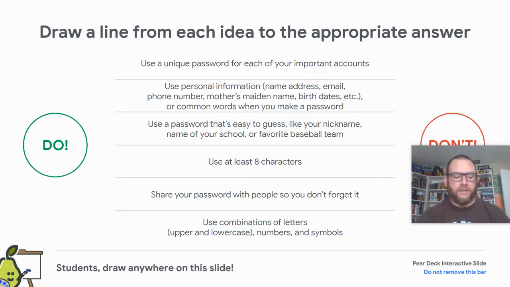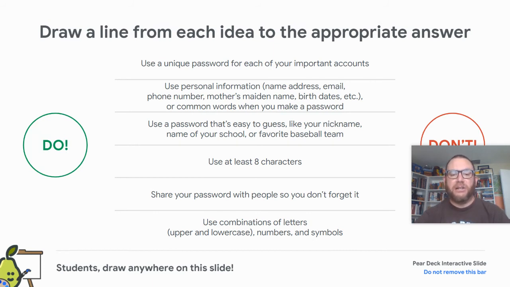Use personal information: name, address, email, phone number, your mom's maiden name. By the way, your mom's maiden name means her last name before she took her husband's, your dad's last name. Okay, that's what a maiden name is. Birth dates or common words when you make a password. That's a no, right? Those are things that can be guessed by people who know you. Use a password that's easy to guess, like your nickname, the name of your school, favorite baseball team. That's a no as well, right? Those are things that are easy to guess.